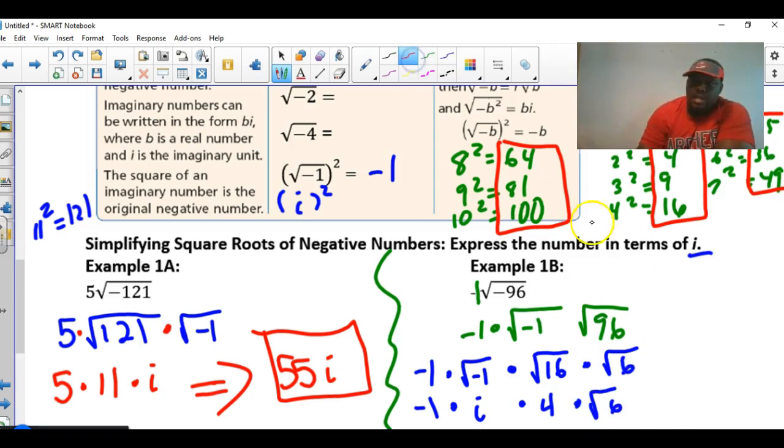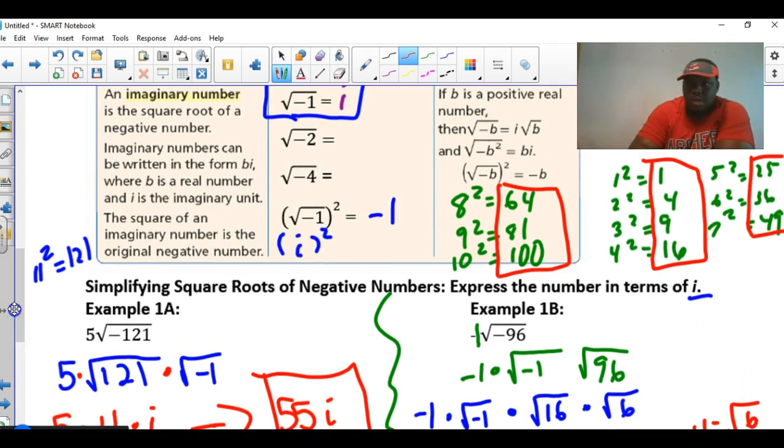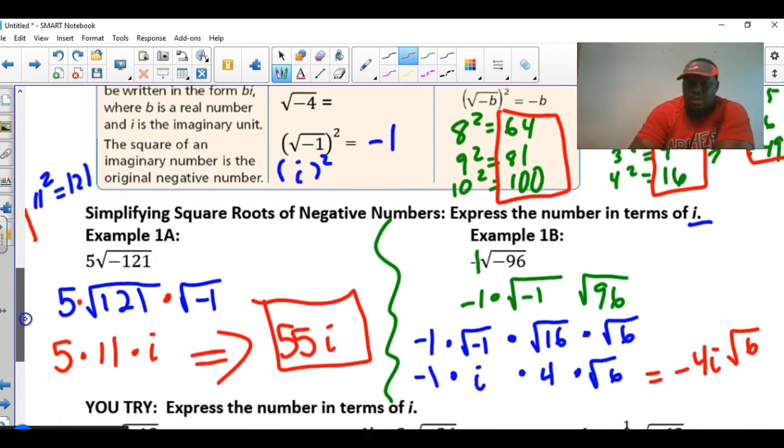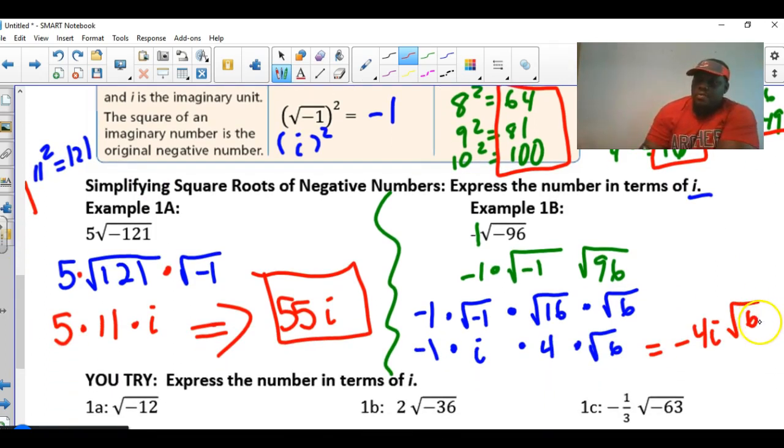So now we just need to multiply what we have. Negative 1 times 4 is negative 4, times i. And we keep the square root of 6 because this doesn't simplify anymore. If you look back at our chart, 2 squared is 4, 3 squared is 9, so the square root of 6 doesn't break down. There's no factor of 6 that's a perfect square. But like 96, the factors of 96 include perfect squares.